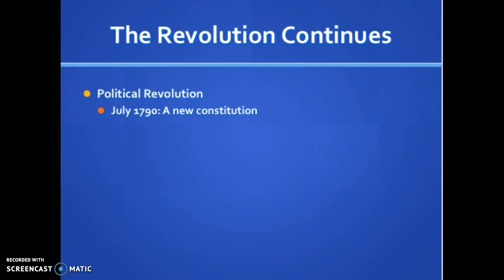Thus, in July of 1790, he has little choice but to accept the new constitution when it is presented to him by the National Assembly. That constitution will radically change France from an absolutist state to a constitutional monarchy. In other words, the king was allowed to keep his job, but his power will now be limited by the Constitution.